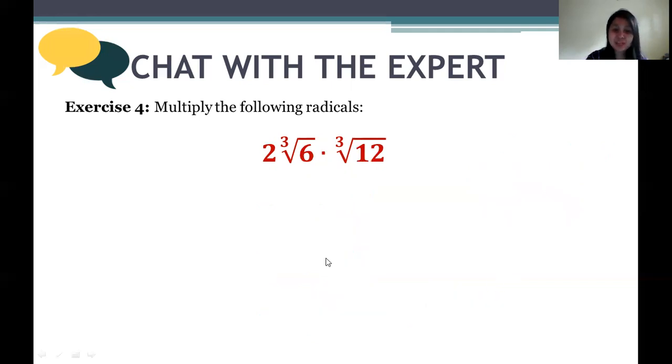The next one. Here, the cube root of 6 times the cube root of 12. Actually, that's an easy one. Why? Because they have the same index. So, I'm sorry, I copied the wrong number.